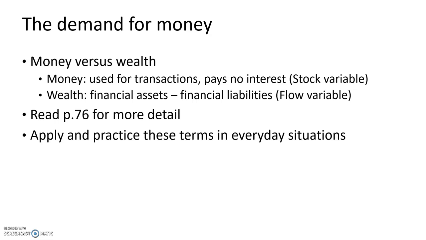The demand for money. This section looks at the determinants of the demand for money. But before we start, let's look at the difference between money and wealth, since they have specific meanings in economics. Money, which you can use for transactions, pays no interest and it is a stock variable. Wealth is the value of all your financial assets minus all your liabilities and it is a flow variable.